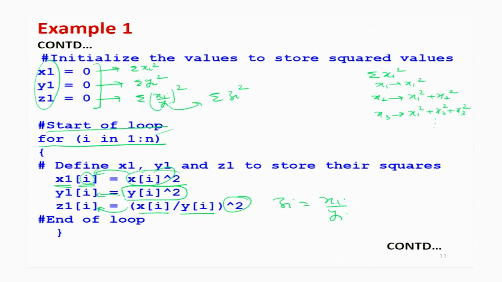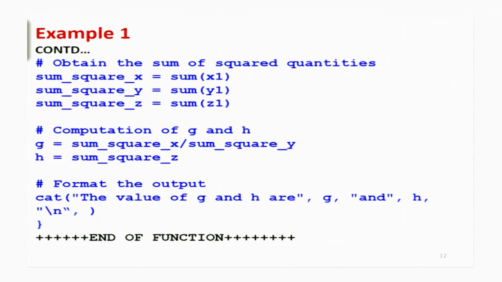Right. So now this completes my loop and I give this closing bracket. You can see this loop is within these two curly brackets, right? And now I have to obtain the sum of all the values in x1, y1, z1.